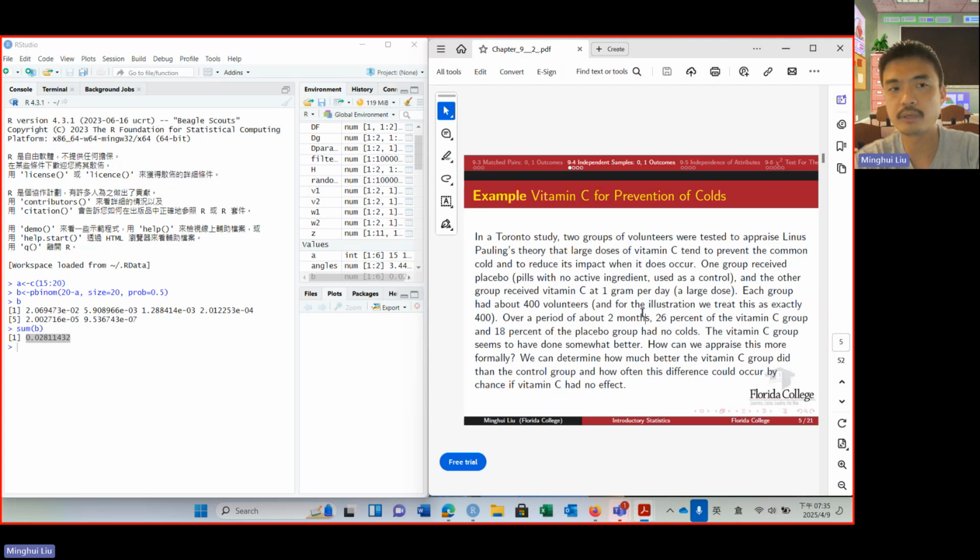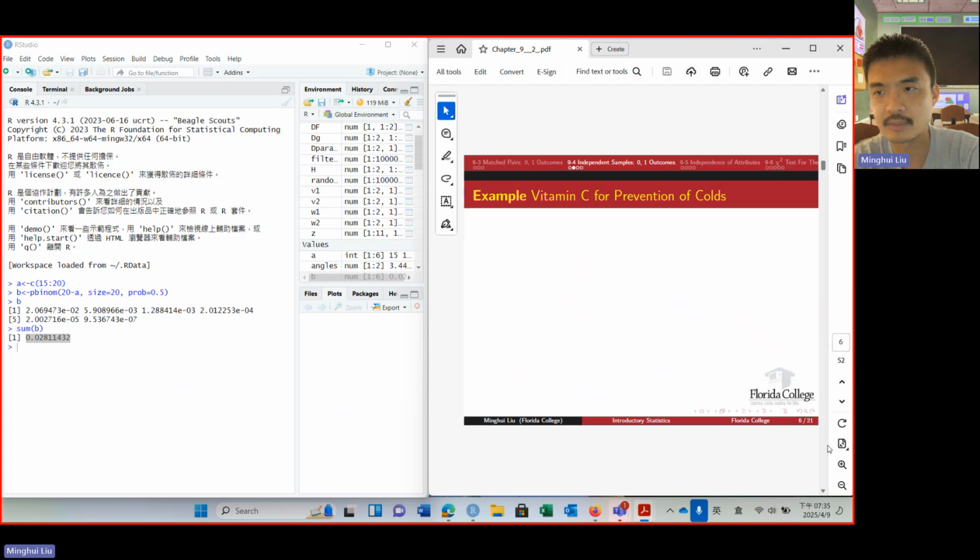But is this difference big enough for you to believe that vitamin C is indeed useful? We'll develop some tool to look at that. So we are not done with this example yet, but we'll move on to another one. We'll come back to this example in just a couple of slides.